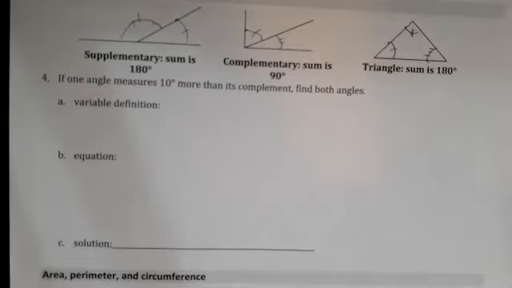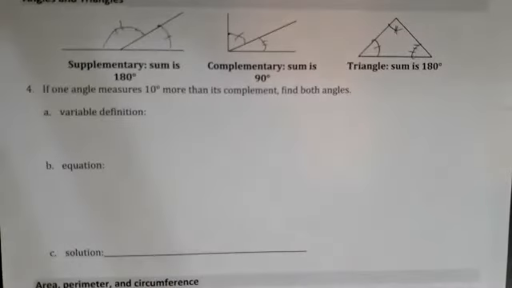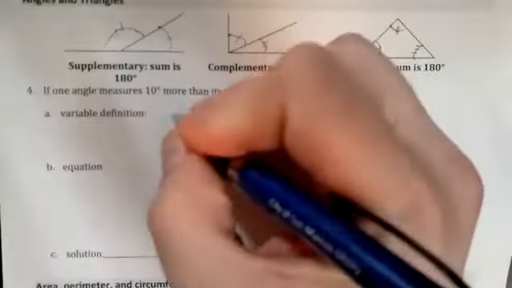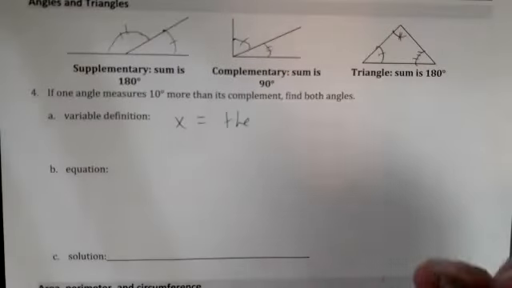So if we read this: if one angle measures 10 degrees more than its complement, find both angles. How many angles do we want to find is the first question that I hope you answer. If you're thinking about this, it's complementary. There's an angle and there's its complement. They're talking about 2 angles here, and so we want to know what both angles are.